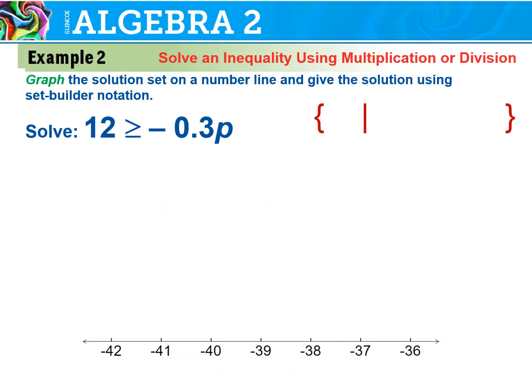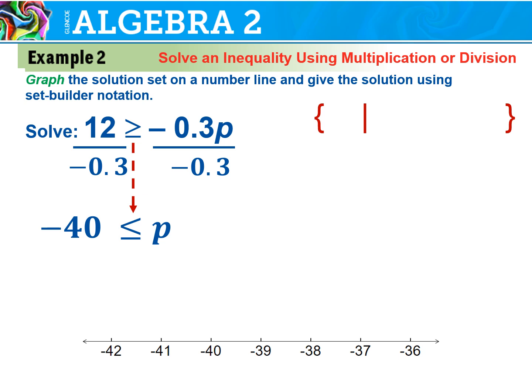Solve an inequality using multiplication or division. Graph the solution set on a number line and give the solution set using set builder notation. So to get the P alone, we need to divide both sides by negative 0.3. But since we're dividing both sides by a negative, we're going to have to switch our inequality sign. We'll get negative 40 is less than or equal to P, but we want the P on the left. So switch everything. And we have P is greater than or equal to negative 40.